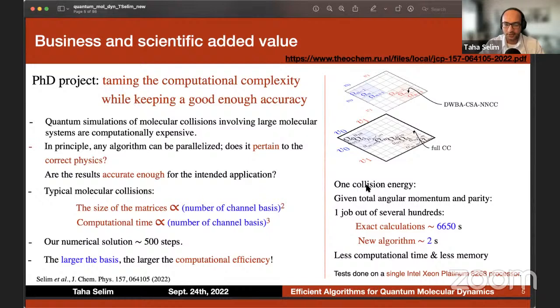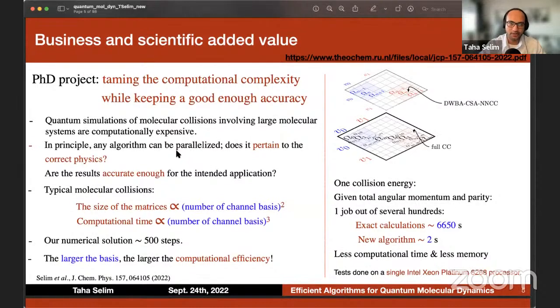So back again to the algorithm. For one collision energy in that simulation, to give you an idea about the computational complexity, if you are given one quantum number of the total angular momentum and one parity, you have to do a simulation for several hundreds of jobs. And for one job only, if the exact calculation takes about 6,650 seconds, our new algorithm would solve this in 2 seconds only, retaining enough accuracy for the intended application, because it's relevant from one application to another. Such a comparison is already published in the paper. I will share all the links in the discussion. I would just say that the test was done on a single Intel Xeon Platinum processor, and you can check the type of the processor on the internet.